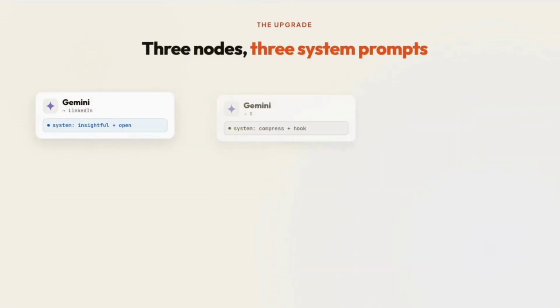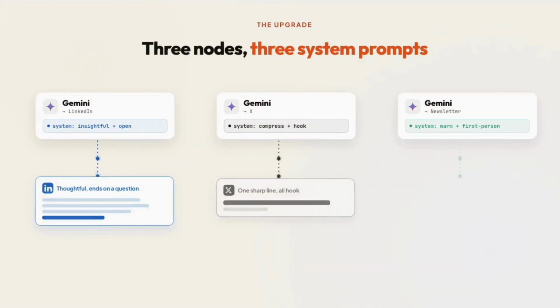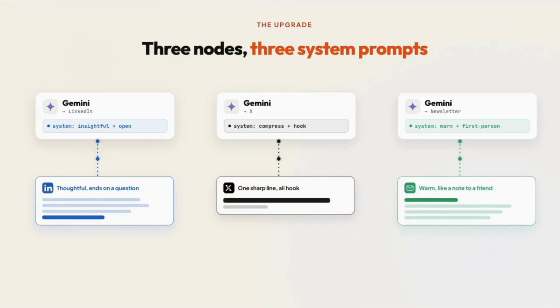So we are using 3 separate Gemini nodes, each with its own system prompt. That's the upgrade, and it's the whole reason this output actually sounds human. Let me show you the 3 nodes and the exact prompts.